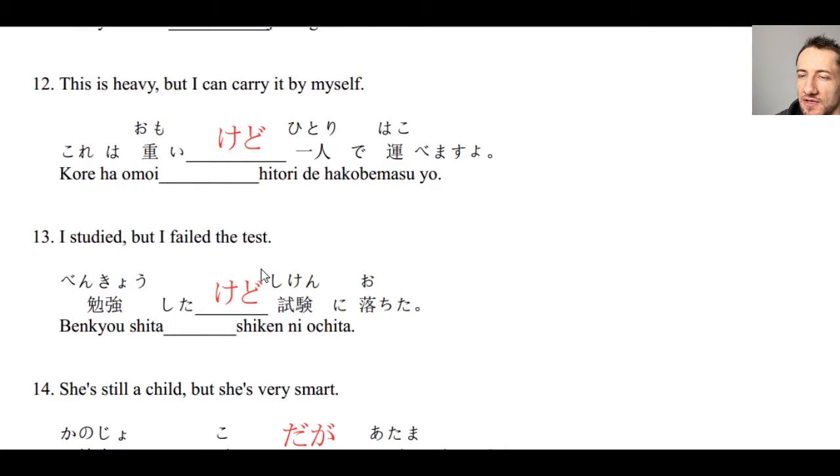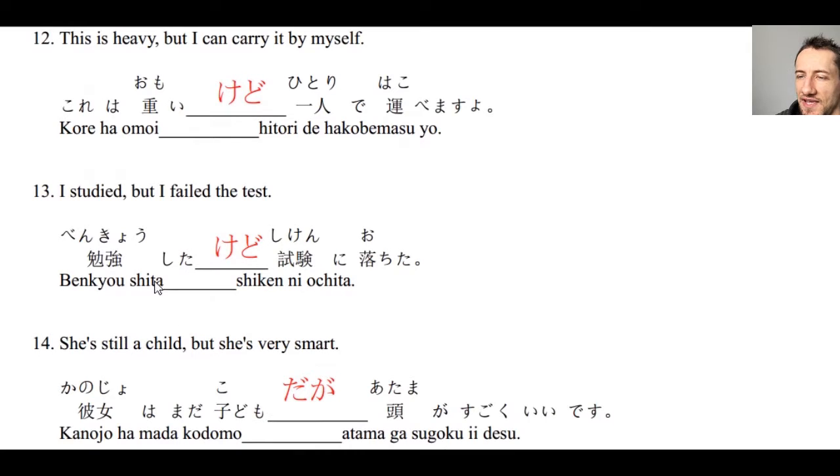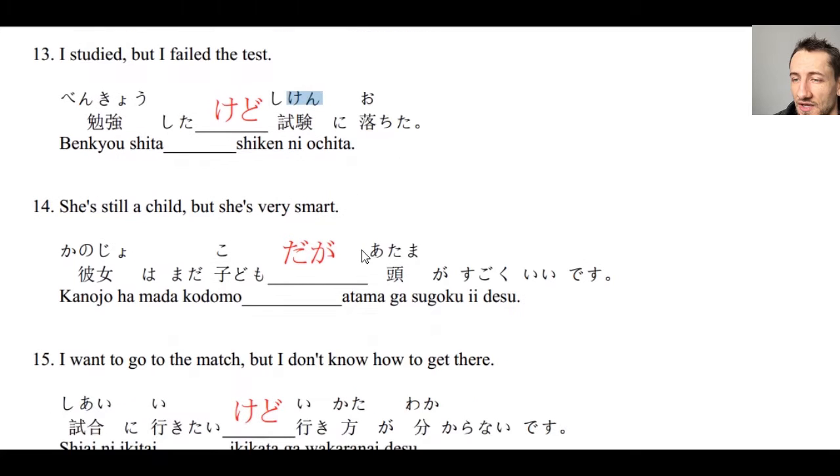can carry. Number 13, I studied, but I failed the test. 勉強したけど試験に落ちた. 試験 means test, and 落ちる means to fall. So in Japanese, you say 試験に落ちる, to fall. But of course, the translation would be, I failed the test. 試験に落ちた. And number 14, she's still a child, but she's very smart.